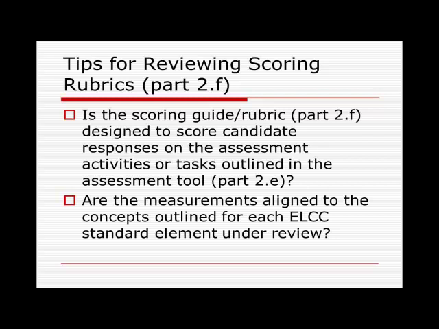So the way you find that is in the first column of the rubric. What are the measurements? Are they measuring our standards alone, or are they measuring the assessment activities outlined in Part 2E? There should be a relationship back to that assessment activity. And if not, that's an issue. Secondly, a question to ask yourself in the scoring rubric or guide, whatever, is are the measurements aligned to our standard elements? Whichever standard element they say in the assessment activity that they're measuring.